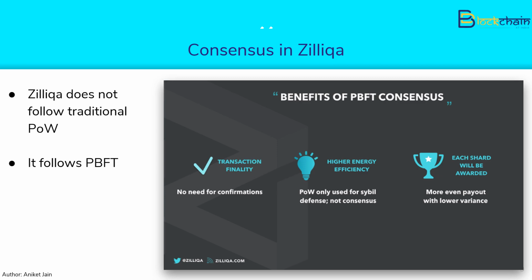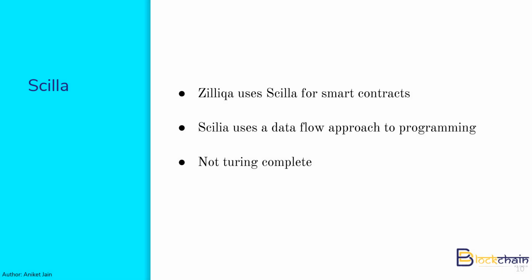Now let's move on to the smart contracts in Zilliqa. Zilliqa uses a language called Scilla, which is used for smart contracts. Scilla simply uses a data flow approach and non-Turing complete contracts, which are easier to implement as compared to Solidity. That's all about the Zilliqa blockchain.